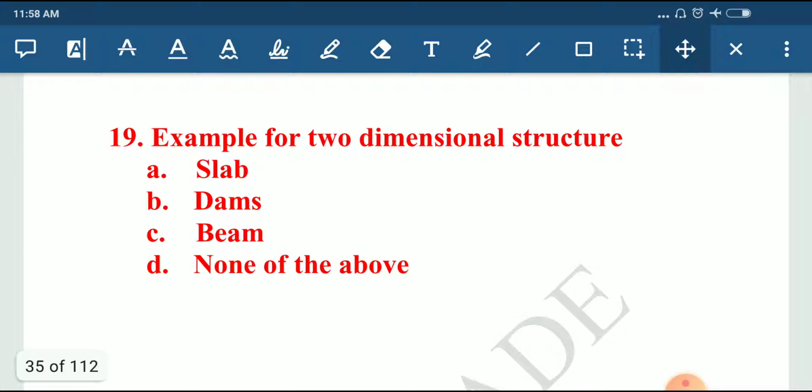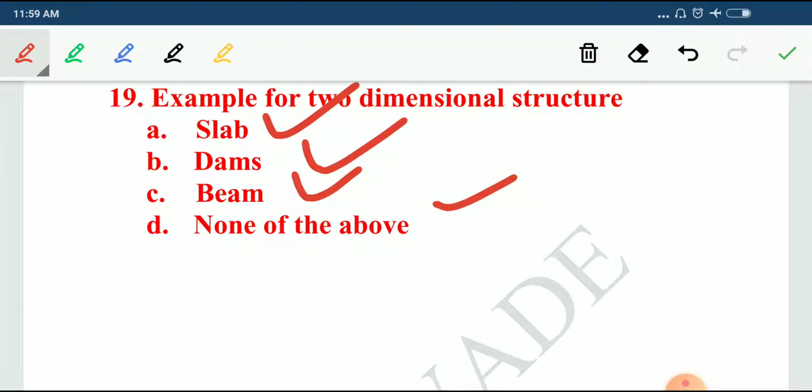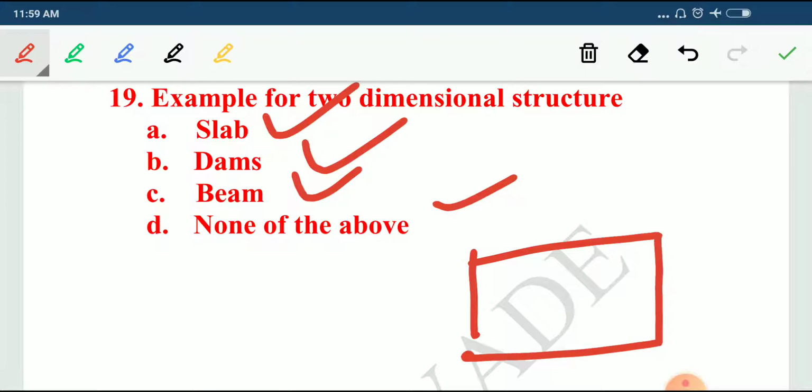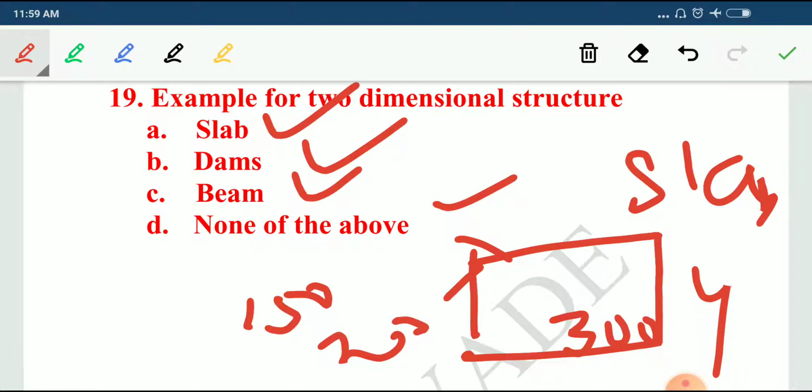Same thing here. Now it is asking for an example of a two-dimensional structure. Is it a slab, a dam, a beam, or none of the above? Two-dimensional structure means two dimensions are relatively the same with respect to the third dimension. The example will be a slab. A slab may be 3 by 4 in size, and the thickness may be 150 mm or 200 mm. So the dimensions are 3000 mm or 4000 mm, meaning two dimensions are relatively equal and the other dimension is very small. Then it is called a two-dimensional structure.